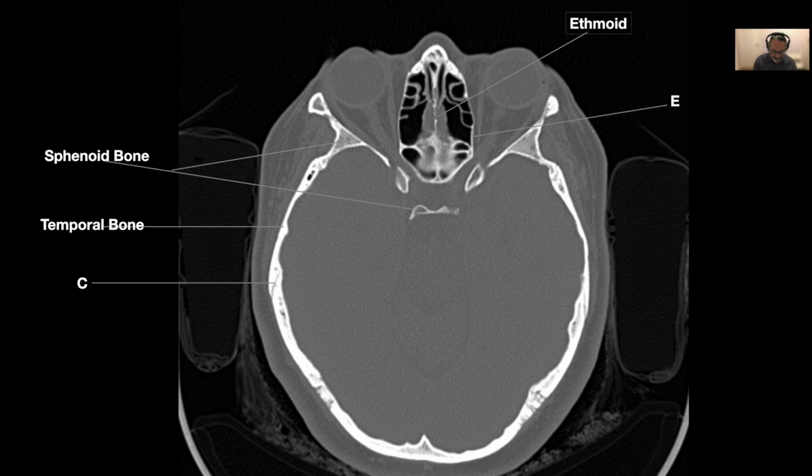The ethmoid bone. Yes, it becomes very thin in the midline. Half of the nasal septum is the ethmoid bone, and the other half is the vomer. Now, I'm not sure what I was thinking about E, because E is also the ethmoid bone. But I guess that's good to know: that also is the ethmoid bone, and that's also the ethmoid bone there. So that's good. And C is the suture between this bone, which is the occipital bone, and the temporal bone. So what's the name of that suture?